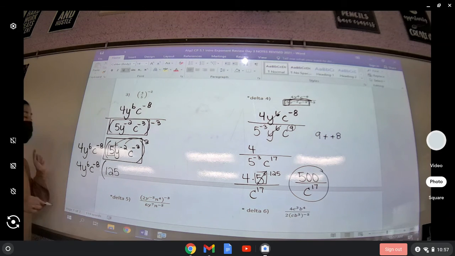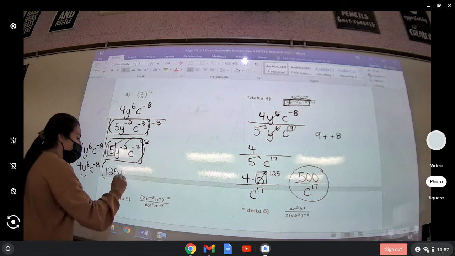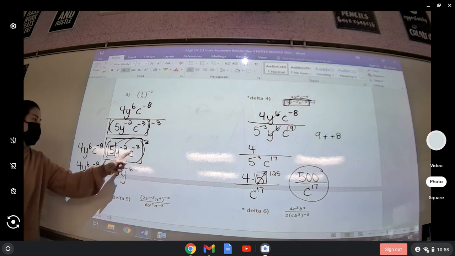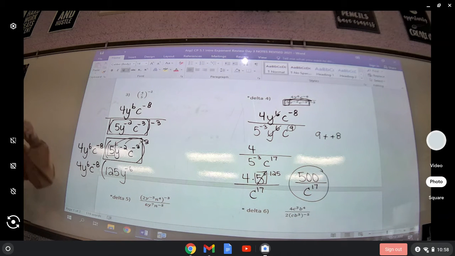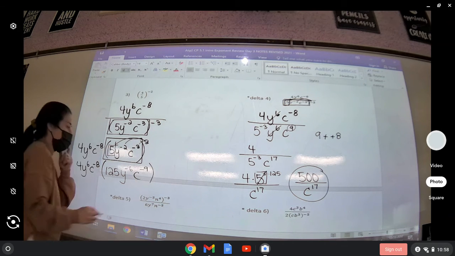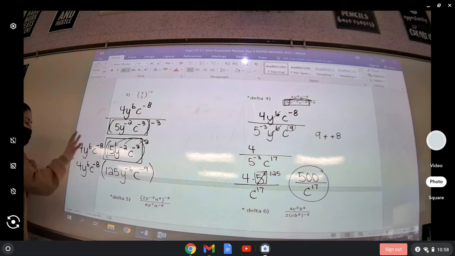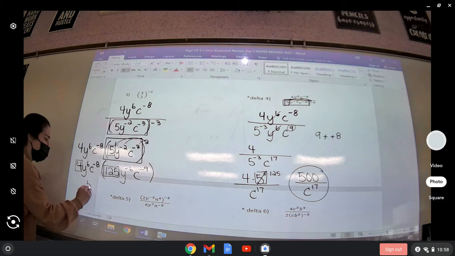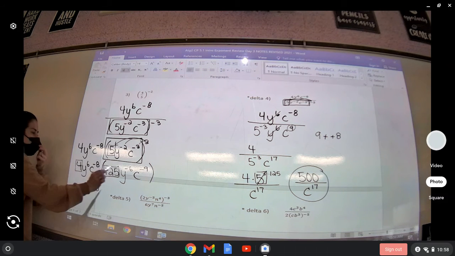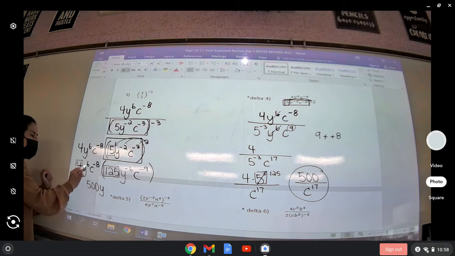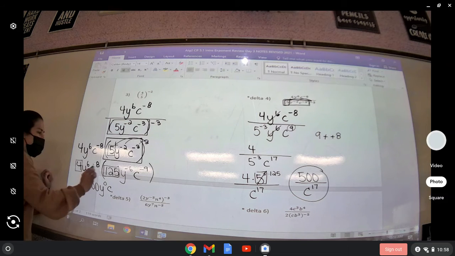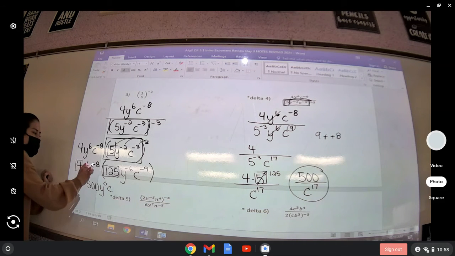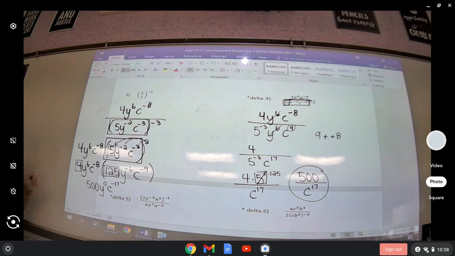All right, y to the negative 2 to another power of 3, we multiply. That's y to the negative 6. C to the negative 3 to another power of 3, power to power, we multiply. C to the negative 9. Okay, so now we're going to multiply. Numbers with numbers, y's with y's, c's with c's, and we'll add our exponents. So 4 times 125, there's that 500. Y to the 6 times y to the negative 6 is y to the 6 plus negative 6 is 0. And then c to the negative 8 times c to the negative 9 is c to the negative 8 plus negative 9 is negative 17.